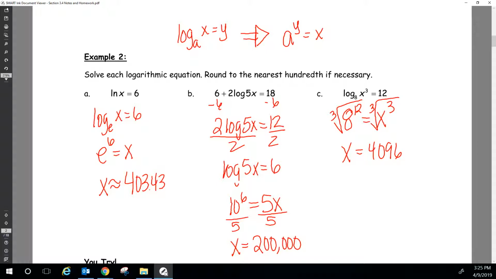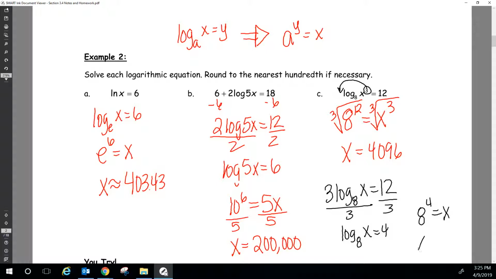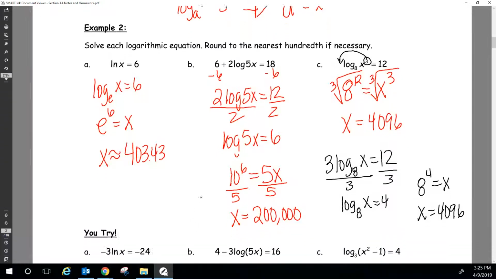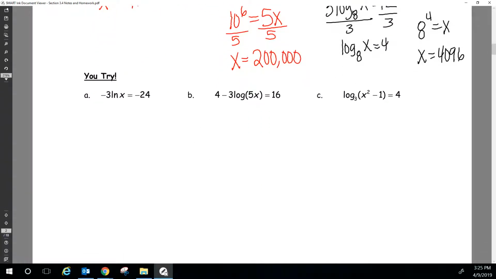And then some people were saying, why don't we use that power rule, which I think is great that you've learned it already. I could say that's 3 log base 8 of x is equal to 12. And then divide off the 3, and I get log base 8 of x is equal to 4. And then putting in exponential form, 8 to the 4th is equal to x, and so x is equal to 4096. It does not matter which way you solve these problems. Sometimes there's 3 or 4 different ways you can solve them, and it's good math to be able to do it more than one way.